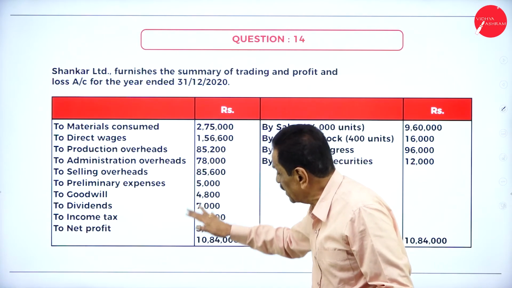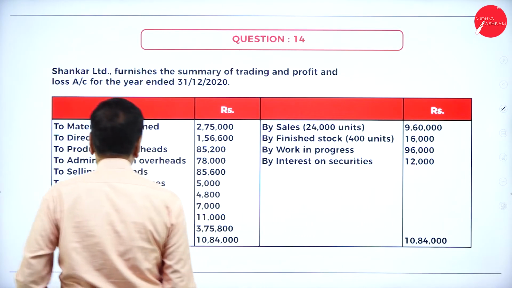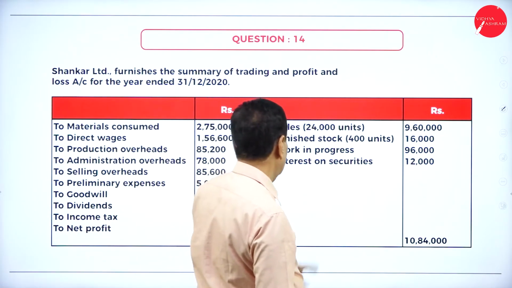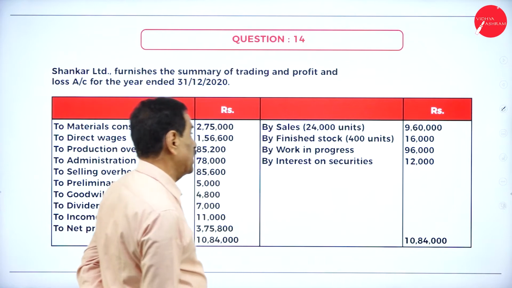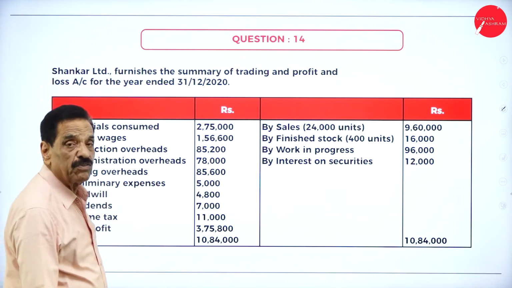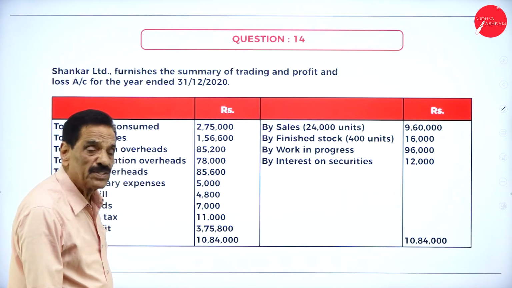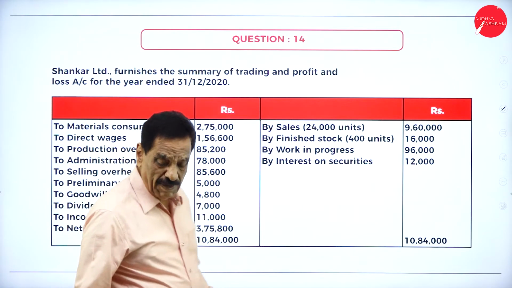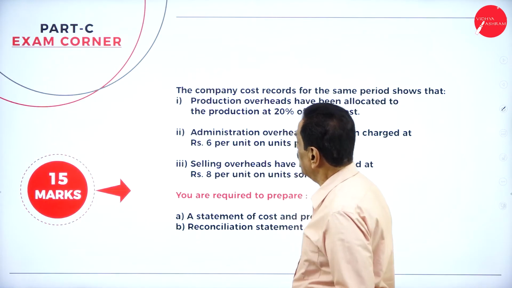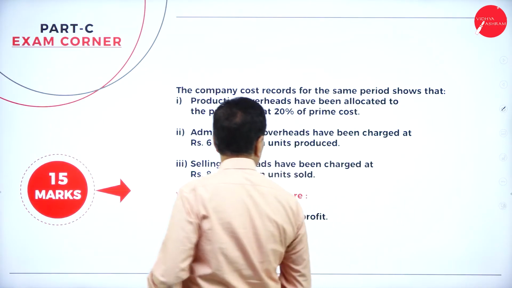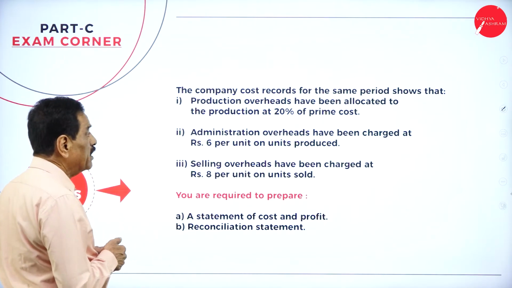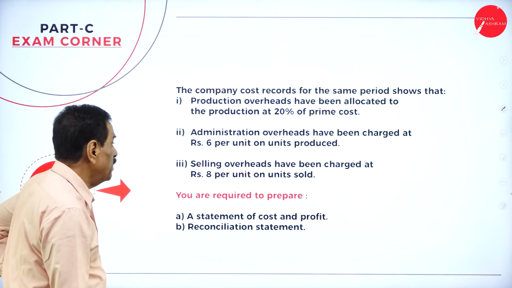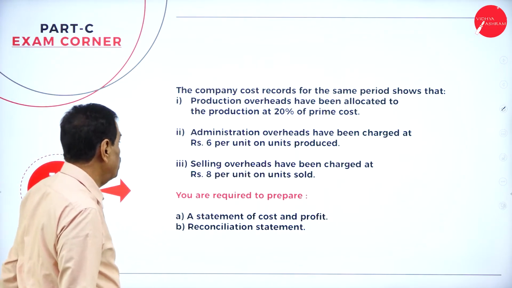So this cost sheet is given. This is profit as per profit and loss account. Your sale is 24,000, unsold is 400 units, means total production is 24,400 units. So work in progress, interest on securities are there. I will explain. Then the problem says the company cost record shows for the same period that production overhead has been allocated at 20% of prime cost, administration 6 per unit, selling price is charged 8.